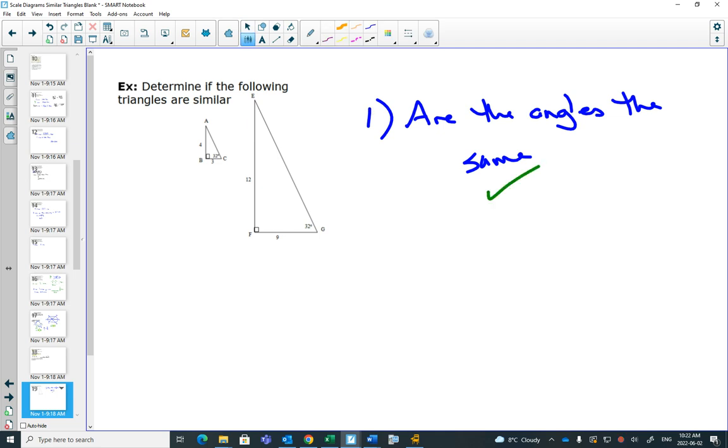Okay. Yes, all the angles are the same. This one is 90 and 90. This one is 32, and this one is 32. And this one would be 58 degrees. Obviously, this is not to scale. And this one is also 58 degrees. Because they all have to add up to equal 180. Okay, question number 2.